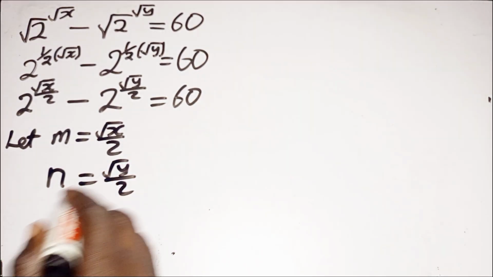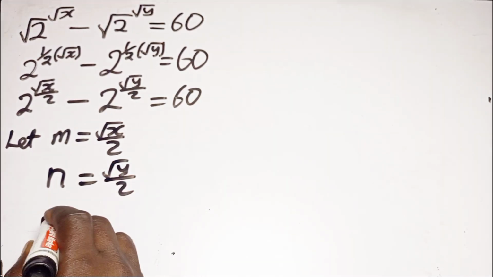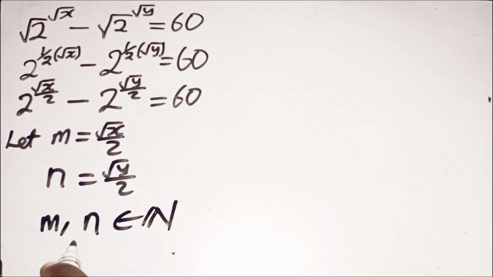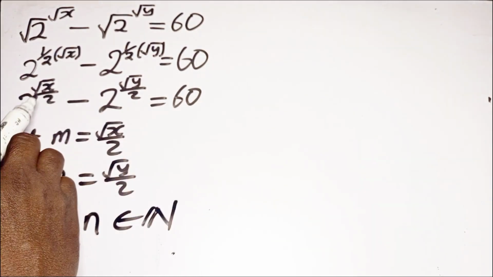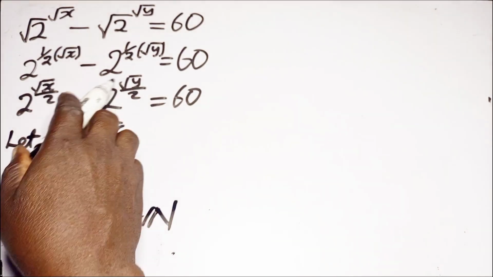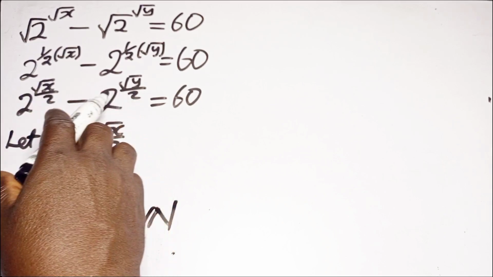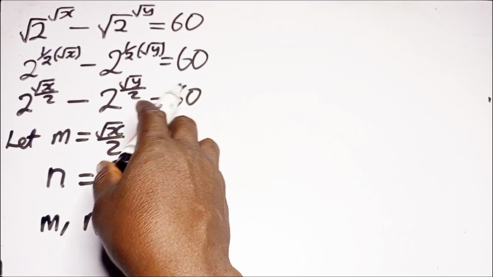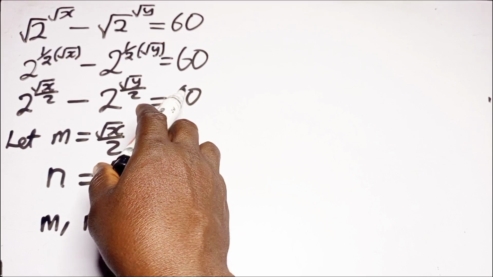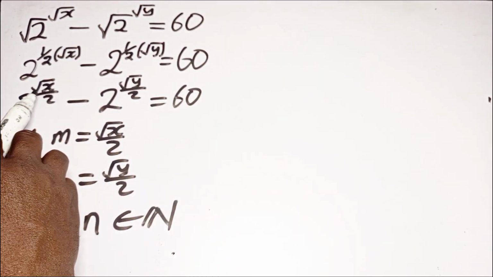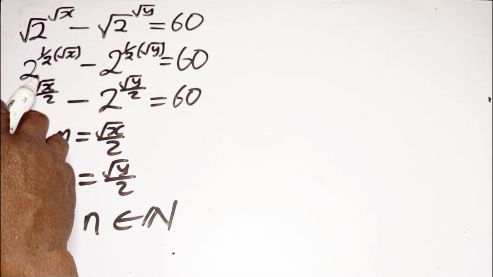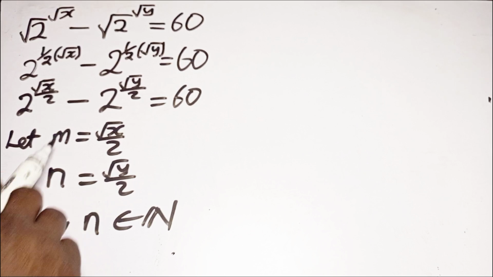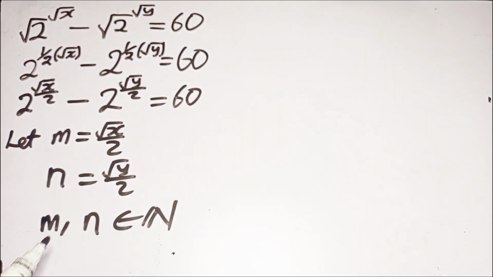So what are the conditions for m and n? We know that m and n must be natural numbers. Why? Because we have the difference of two exponential expressions giving us a natural number. 60 is a natural number. So the only condition for this to be true is that this power and this power must also be natural numbers. So that's why m and n are natural numbers.